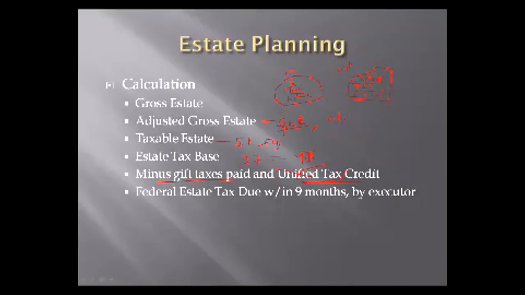Tips when it comes to gross estate: there's that six-month rule, 9 months to pay, 6 months to determine whether to use the date of death or that six-month alternative date of death. So those are some of the things I wanted to point out when it comes to taxation.